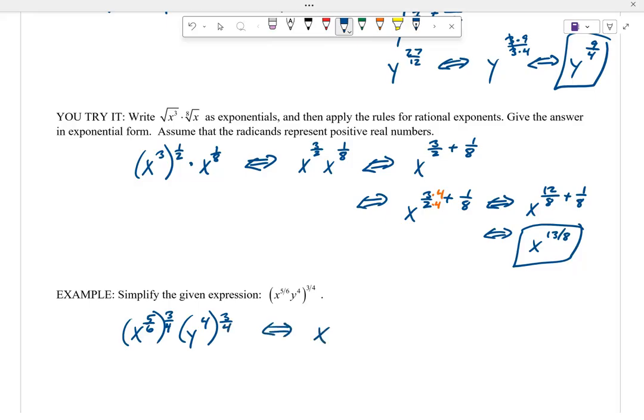And so it looks like I got x to the, so power of a power, I'm going to multiply those. 5 times 3, I got 15 over 24. And then y to the 3/4, so that'd be 4 over 1, of course. I got 12 over 4, which is 3. So I've got x to the, I'm going to write it this way. 3 times 5 is 15, 3 times 8. Notice my 3's cancel. So that's really 15/24 is the same as 5/8. 12/4, of course, is 3. So I got x to the 5/8, y to the 3rd.